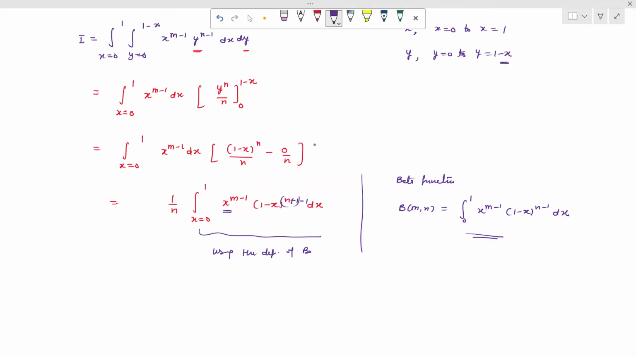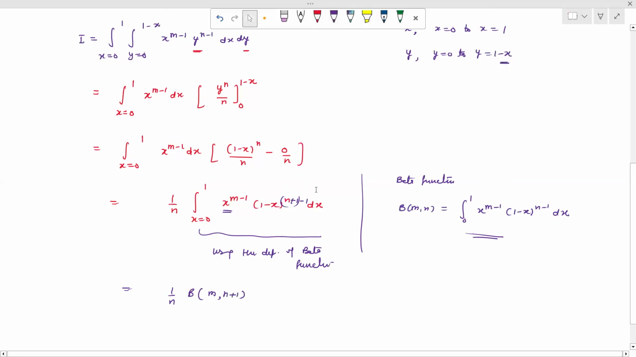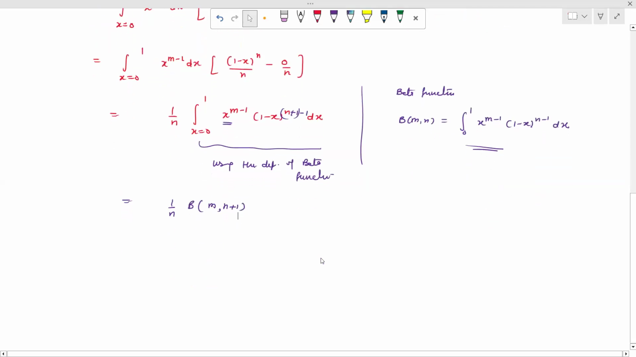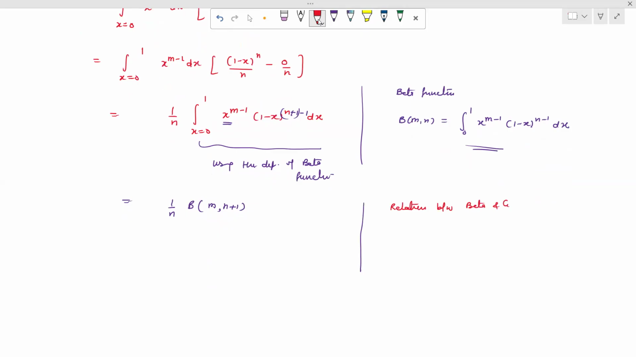So when we use the definition of beta function, this can be written as 1 upon n beta m. अब m के प्लेस पे तो m ही है, बीटा m, और n के प्लेस पे क्या रिप्लेस हुआ है, n plus 1, तो beta(m, n plus 1). So the value of this is (m, n plus 1). अब यहां तक तो सॉल्व कर लिया. अब हमें क्या करना है, फिर डेफिनेशन यूज करनी है किसकी, रिलेशन बिटवीन बीटा एंड गामा फंक्शन.